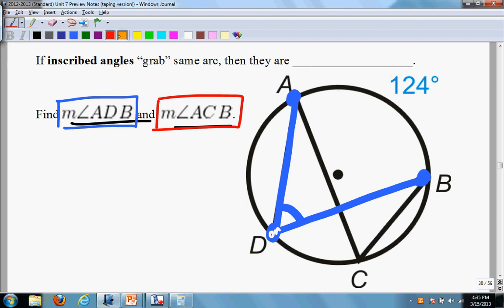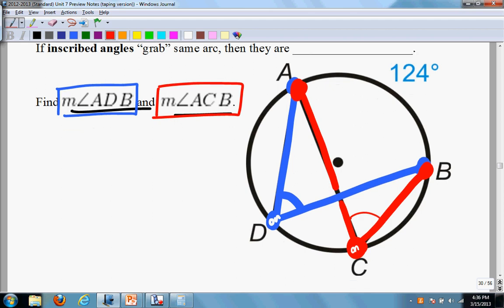And now let's do ACB. Start at A, go to C, go to B. That's inscribed as well because the vertex is on the circle. Now we want to find those measures. Now they're both inscribed because the arms are in, the vertex is on.